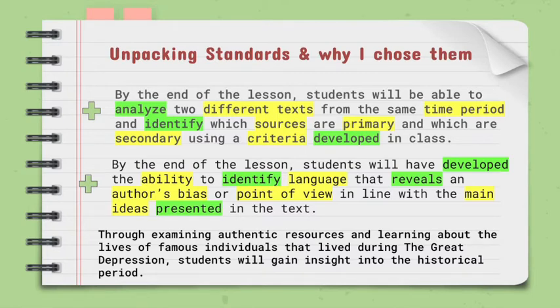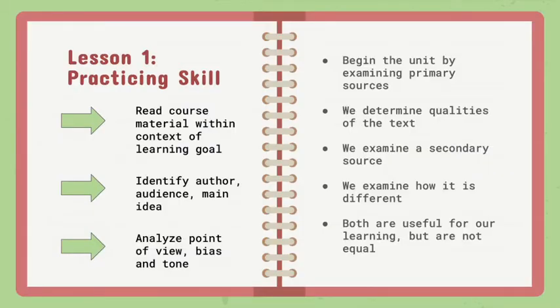And again, a way for students to orient themselves in this class, in this unit, is through examining authentic resources and learning about the lives of famous individuals that lived during the Great Depression. Students will gain insight into the historical period. This is a foreshadowing of the project that I've designed for this unit. For lesson 1, we practice the skill, and it comes in 3 different components. We read the course material within the context of the learning goal, which I've already outlined.